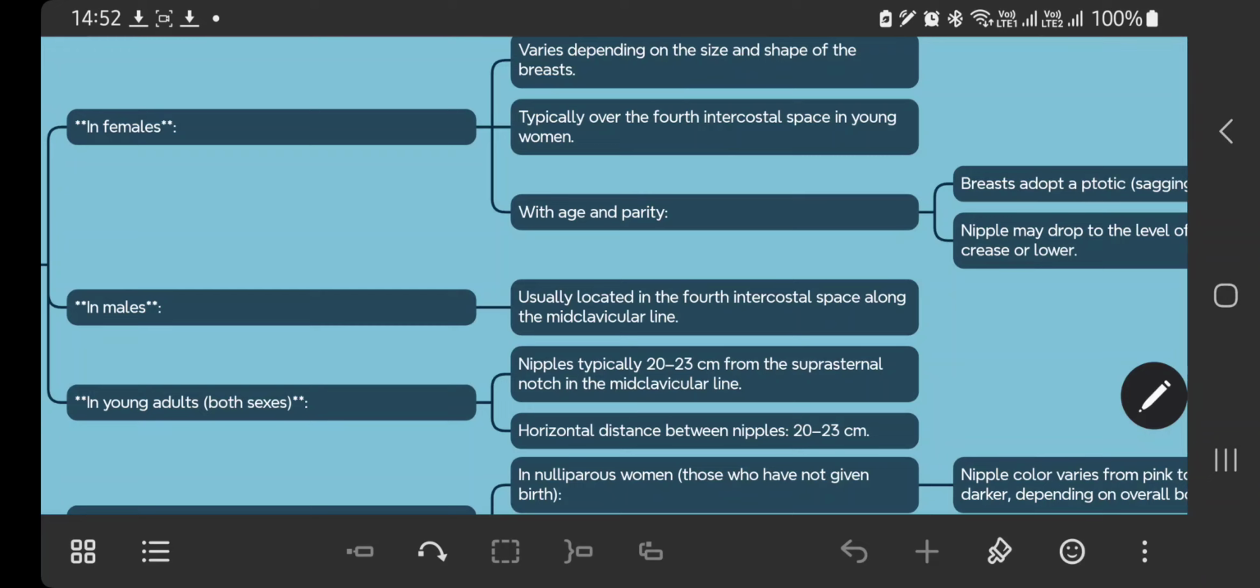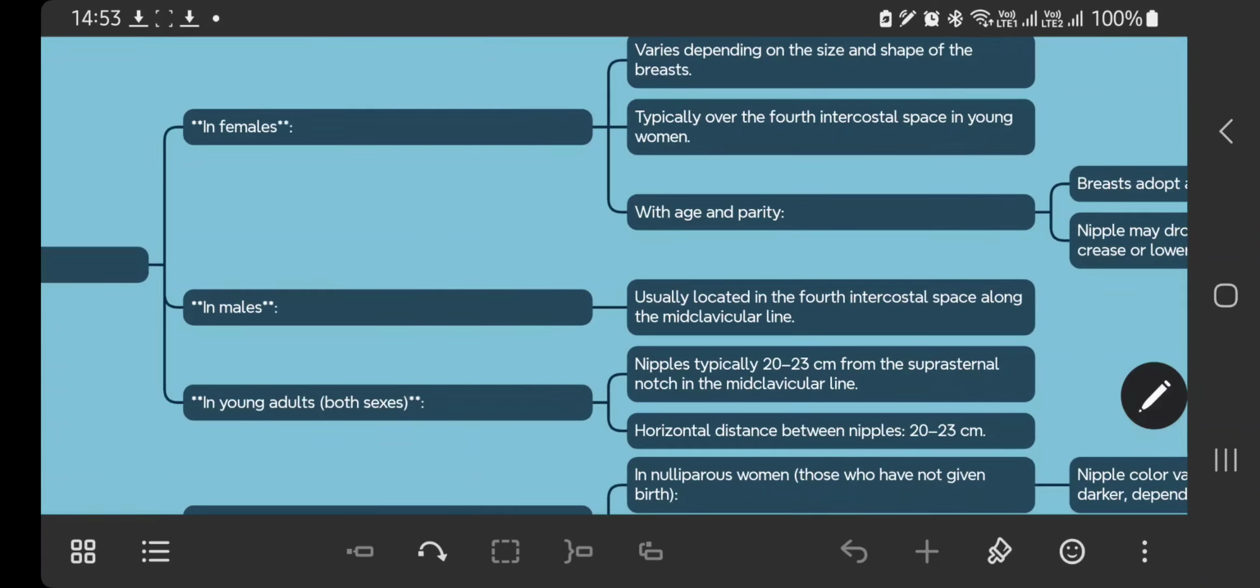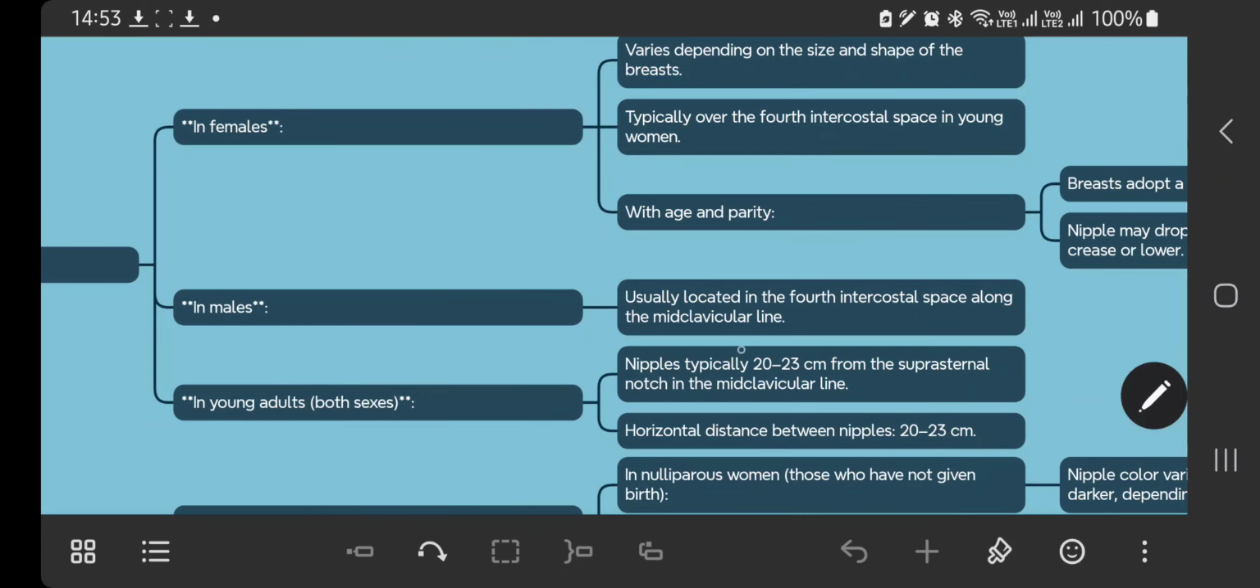In young adults of both sexes, the nipple is typically 20 to 23 centimeters from the suprasternal notch in the mid-clavicular line, and the horizontal distance between them is 20 to 23 centimeters, the same.